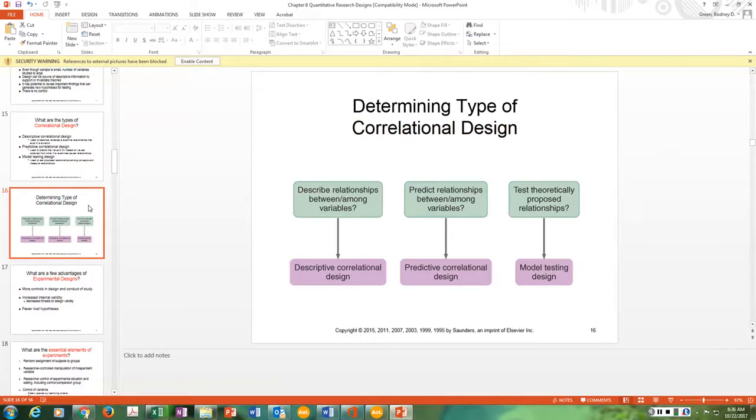Determining type of correlational design. This chart shows you, are you describing relationships between or among variables? The key word here is relationships. That would be a descriptive correlational design. If you're predicting relationships between or among variables, that's a predictive correlational design. And if you're testing proposed relationships, that's model testing design.